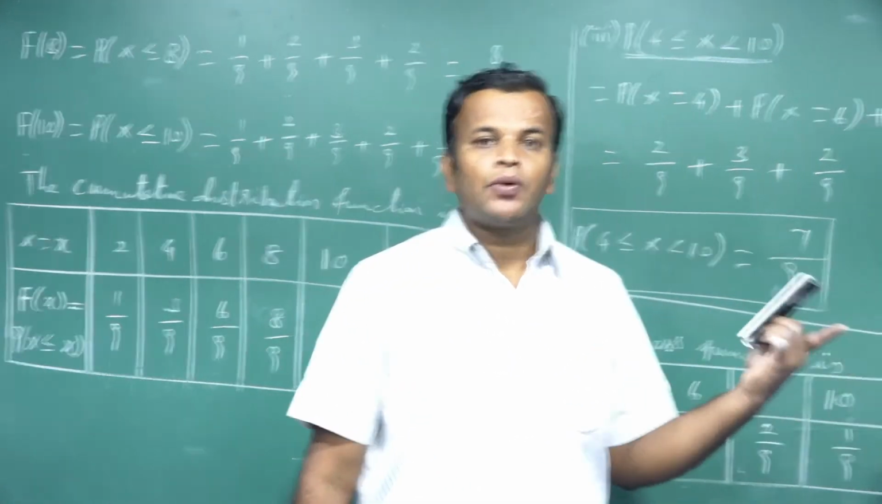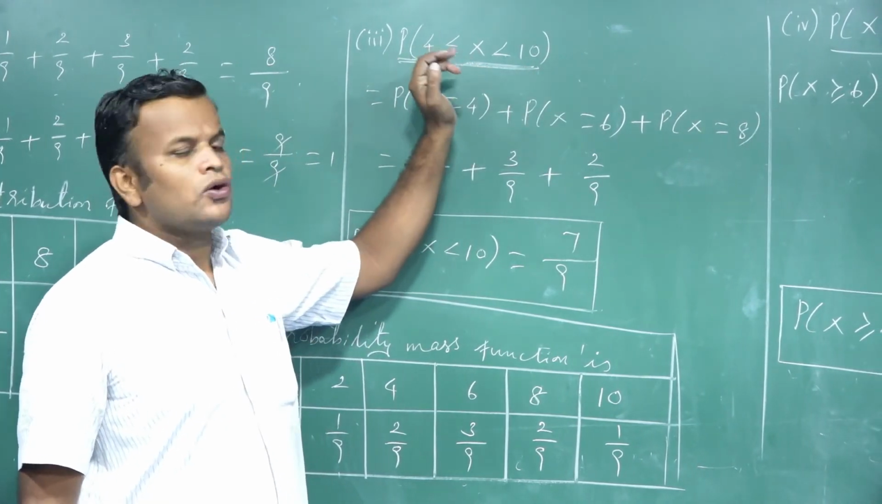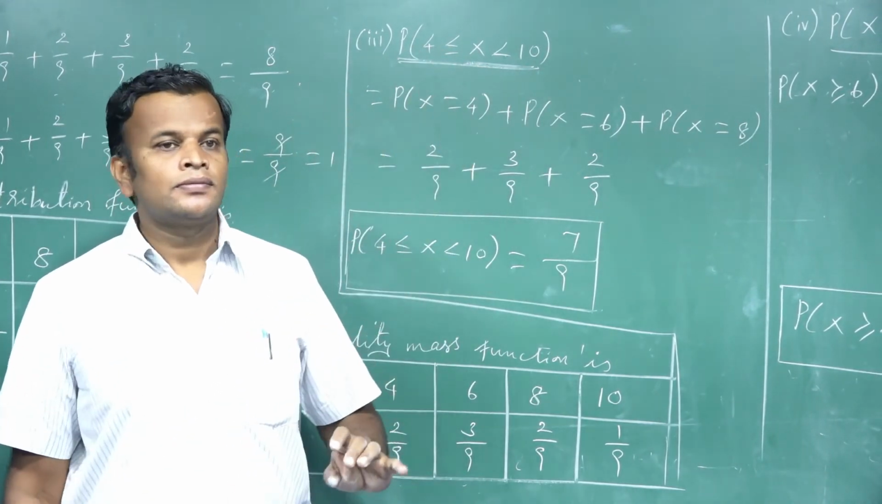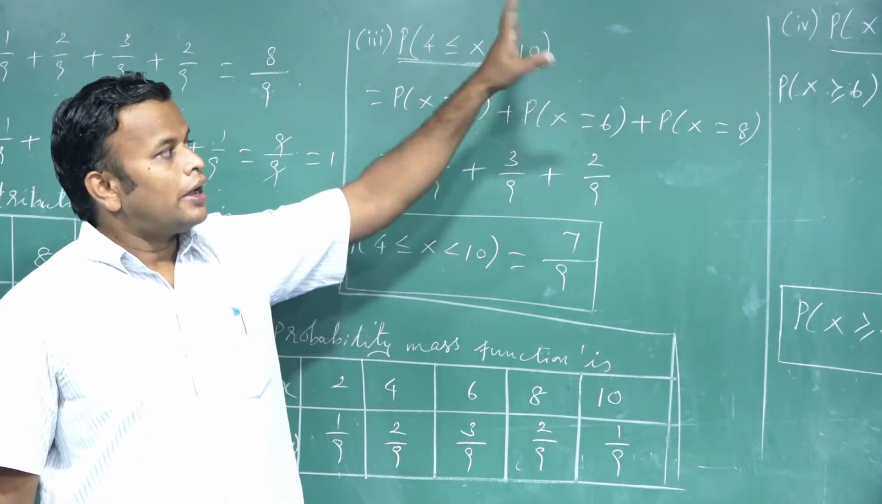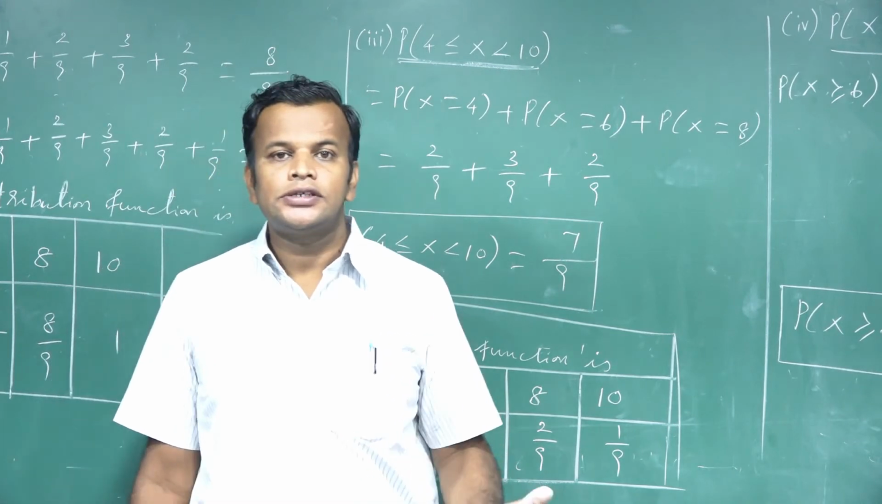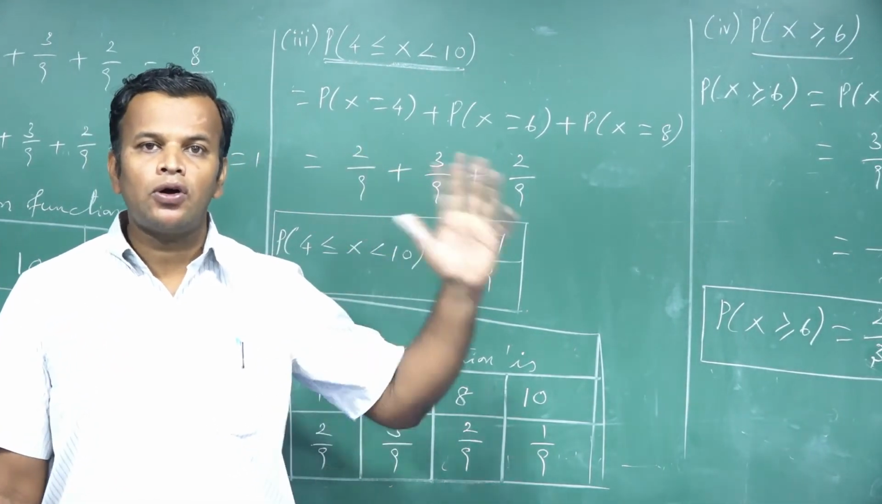And also to find some probability values. P of 4 less than or equal to x less than 10. P means to find a probability. The random variable x may be 4 or less than 10. It's one value. And the next one is P of x greater than or equal to 6. That means the value of x is 6 or greater than 6, to find the probability value.